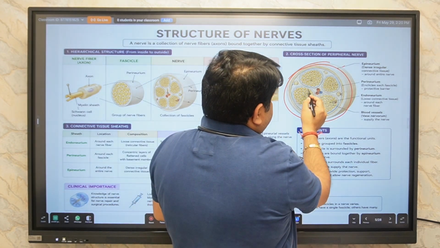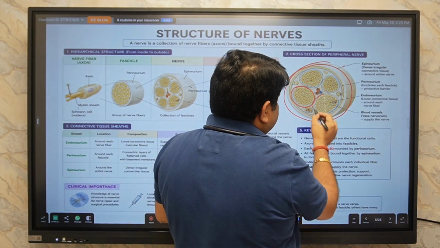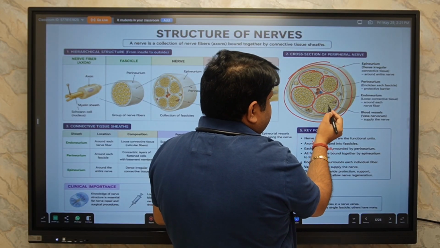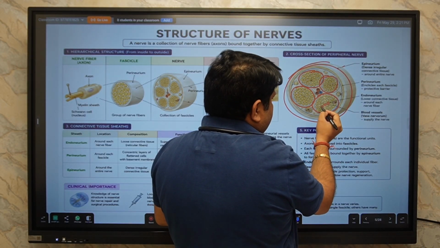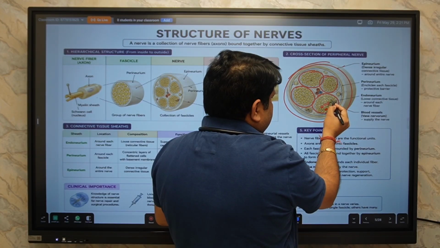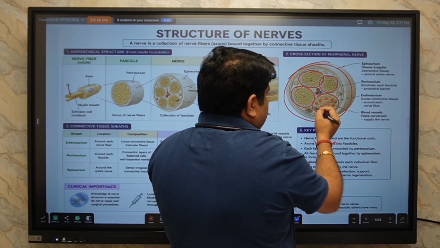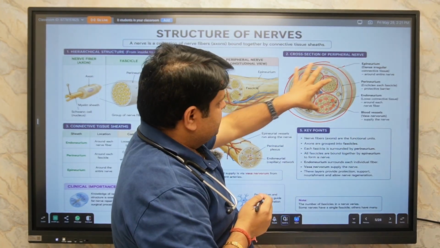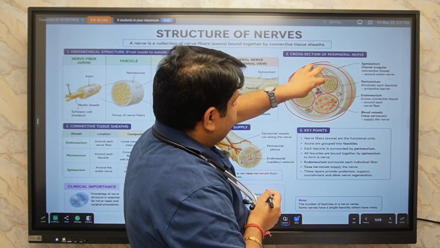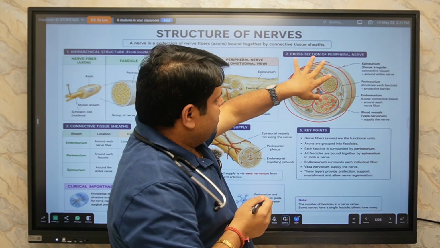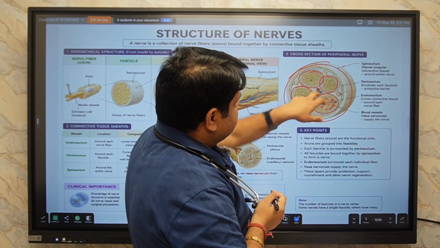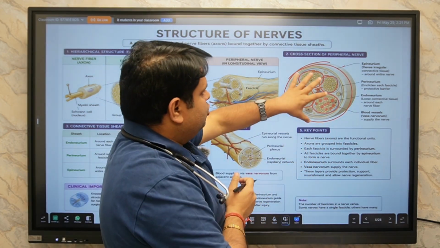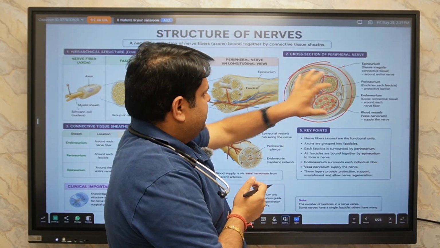In a nerve there are multiple nerve fascicles. These are the nerve fascicles, and in each nerve fascicle there are multiple neurons. So if we see the cut section of a nerve, there are multiple nerve fascicles in the nerve, and in each fascicle multiple neurons are present. In between fascicles there are arteries and veins which supply the nerves. So this is the cut section of the nerve.